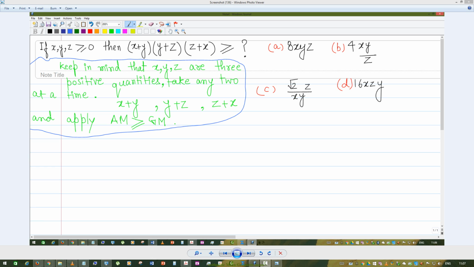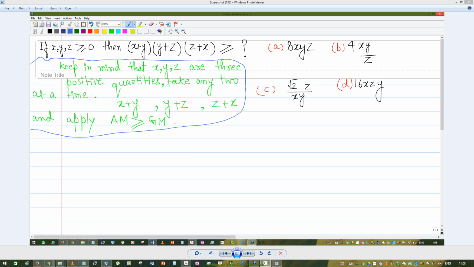I have given the hint that keep in mind that x, y, z are 3 positive quantities. Take any 2 at a time. But there is a concept known as arithmetic mean and geometric mean. We need to understand this concept and this algebraic property, because without it we cannot solve questions of this sort, and there will be a lot of inequalities like this, wherein we need to apply AM is greater than GM.